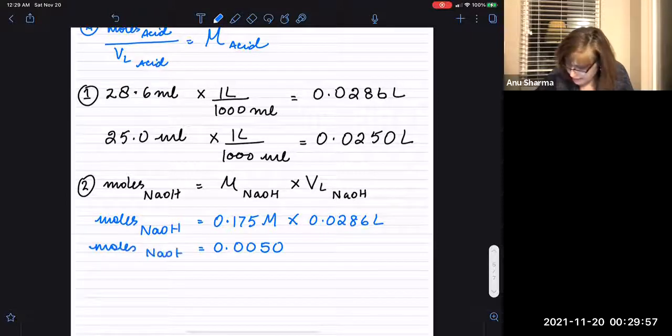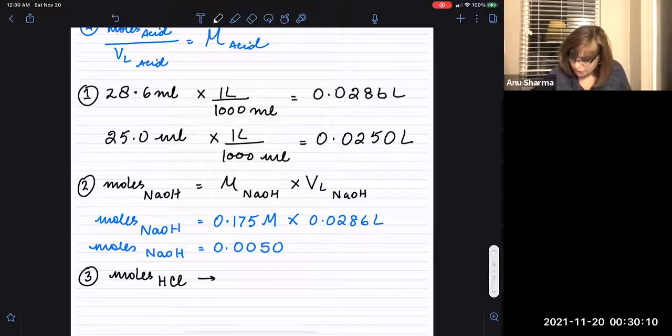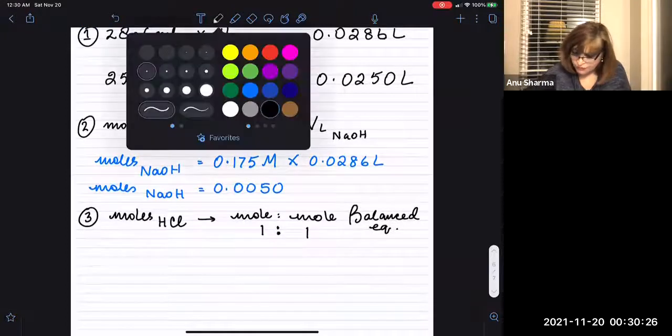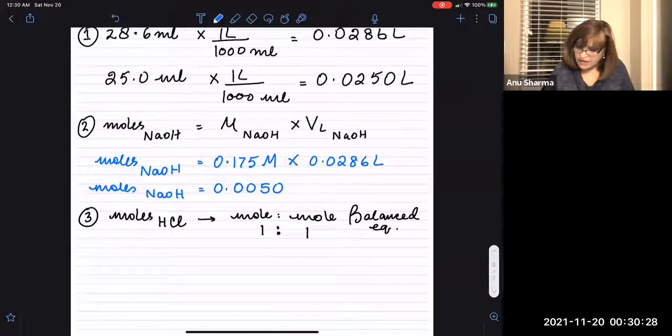And next is the moles of HCl. The moles of HCl come from the mole ratio from the balanced equation. Here we see it is a 1:1 ratio from the balanced equation, but it can change, it depends. So for the exams, just make sure that you do the balanced equation, okay?